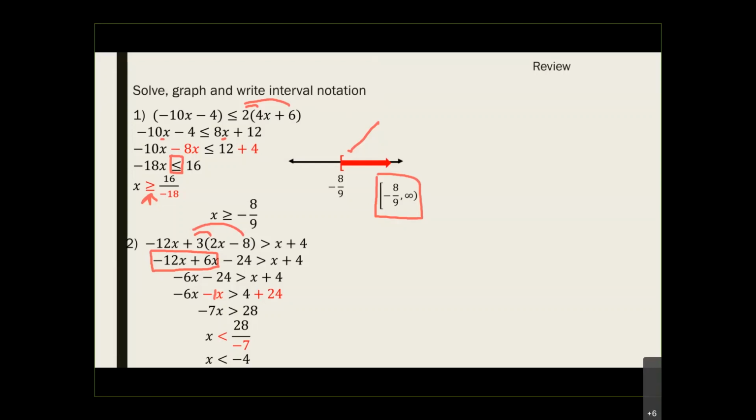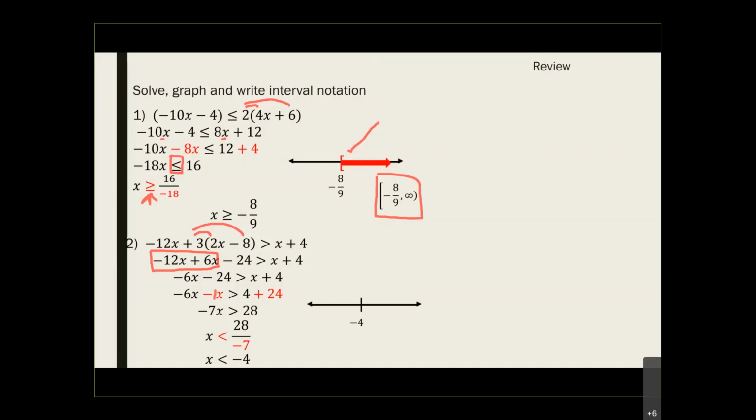Solving is the same as before. Just get x by itself. The only thing you have to remember is every time you divide by a negative number, your inequality switches direction, right? Change the direction. Now, the other thing is, like I mentioned, all we need to do is identify your endpoint, which in this case is at negative 4.